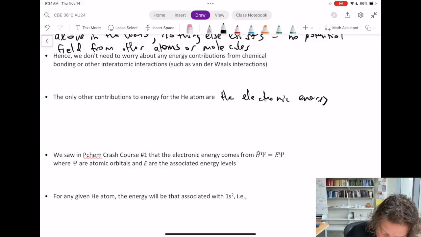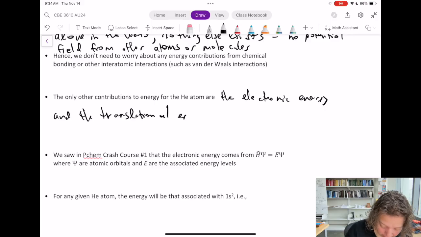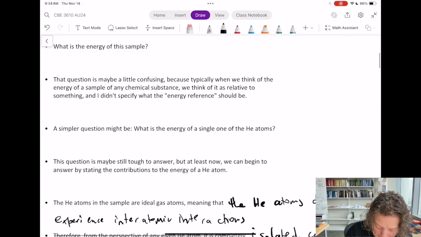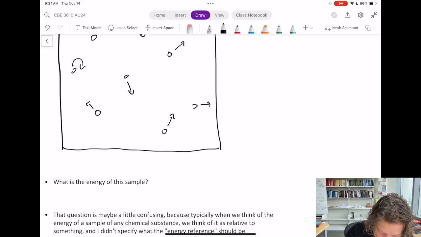The other is going to be the translational energy. So we drew this thing, all these things are zipping around in there. They've got translational energy as well.